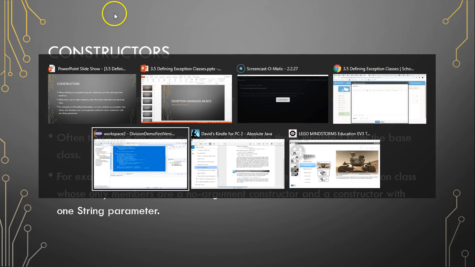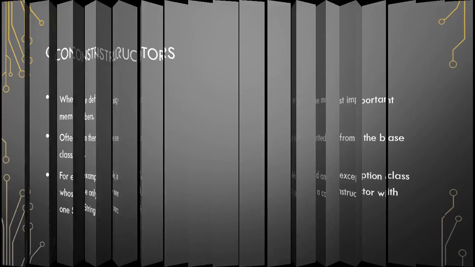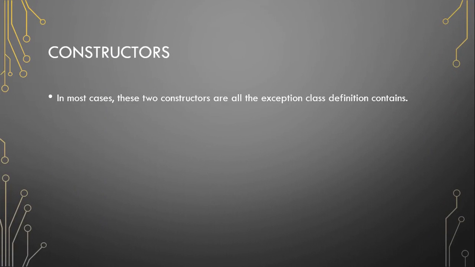So if we just pop over to Eclipse real quick here, and we look, we have our no-arg constructor here: public DivisionByZeroException, super("Division by zero"), and public DivisionByZeroException(String message), super(message). In most cases, these two constructors are all the exception class definition contains. However, the class does inherit all the methods of the class Exception, hence the super calls.